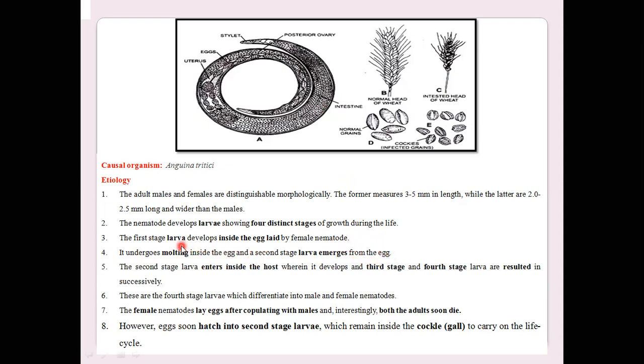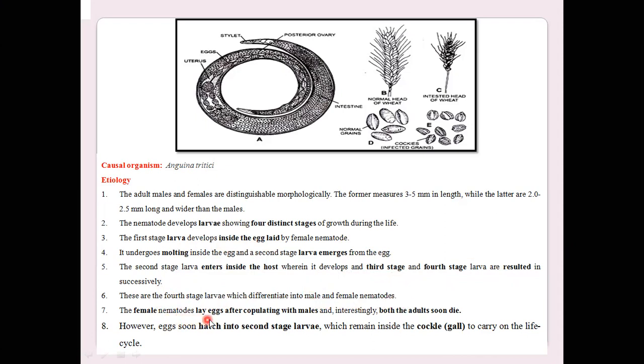These larvae directly infect the eggs of the nematodes, and they emerge out from these infected eggs. The second stage larva enters inside the host crop, that is wheat, wherein it develops, and the third stage and fourth stage larvae result successfully. These four stage larvae differentiate into male and female nematodes.